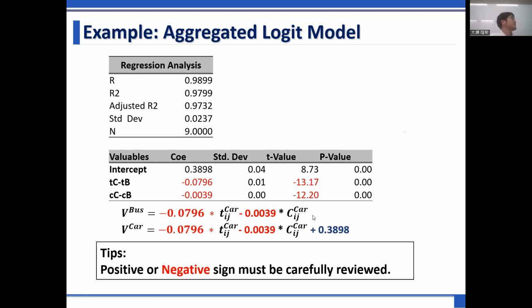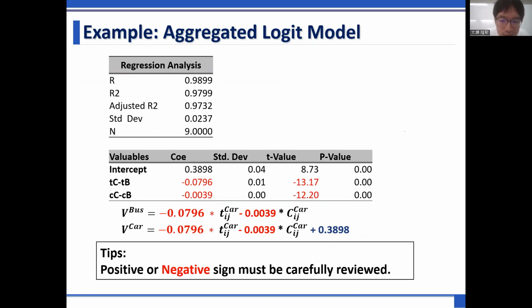And you can find this function. 0.3898 is the so-called intercept, and it is only related to the utility function of the private car. Yes, and it means if the travel time and travel cost are totally the same between car and public transport. Oh, sorry, I have a mistake.